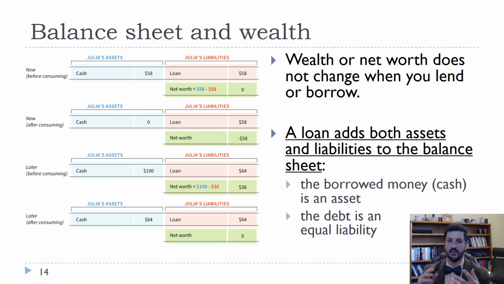So remember that one person's debt is always another person's asset, right? Because you owe it to somebody else. That's not necessarily true of an asset. You can own something without it being somebody's liability.